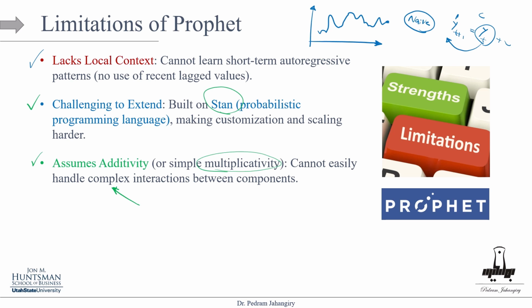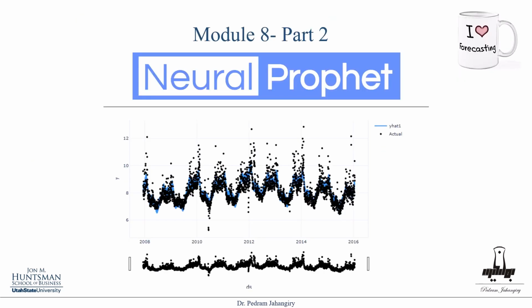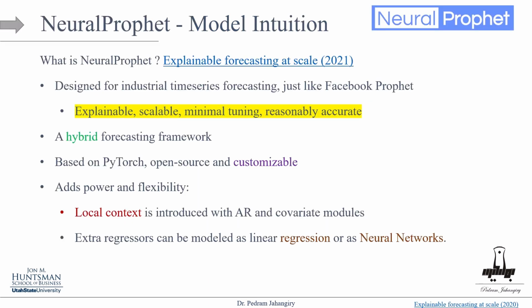All right, so now let's go to the core of NeuralProphet. Let's open the paper together, break it down and try to demystify it. So with this background, let's do Module 8, Part 2, NeuralProphet. Okay, NeuralProphet, Model Intuition. So what is NeuralProphet? Here's the link to the paper. I highly encourage you to have it open, scan through it, and make sure you're following along, okay?